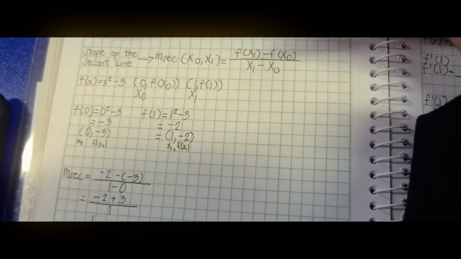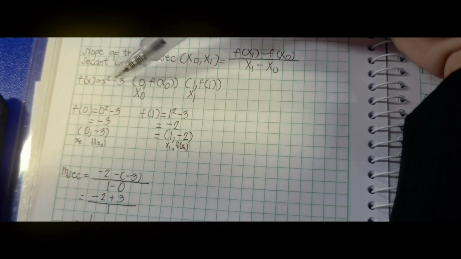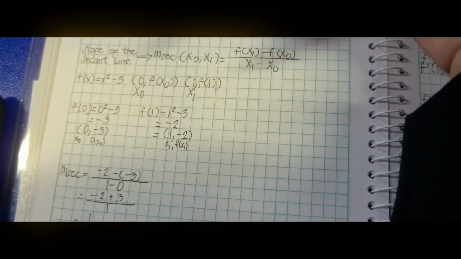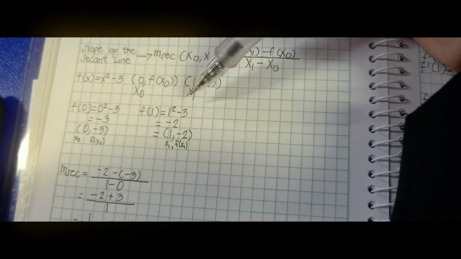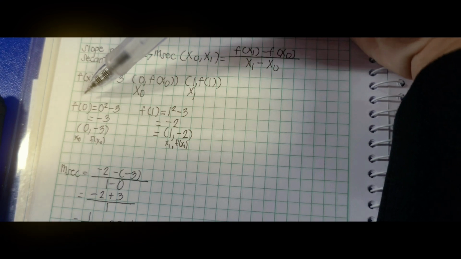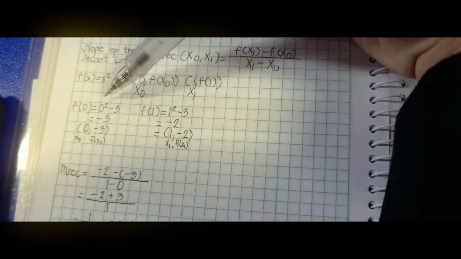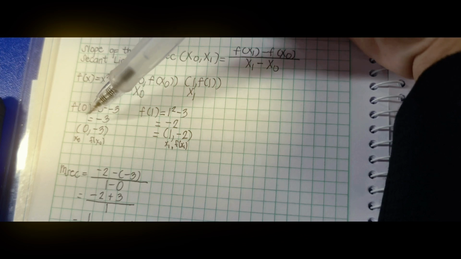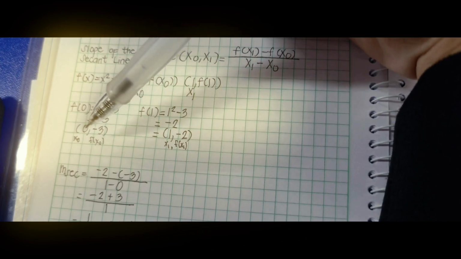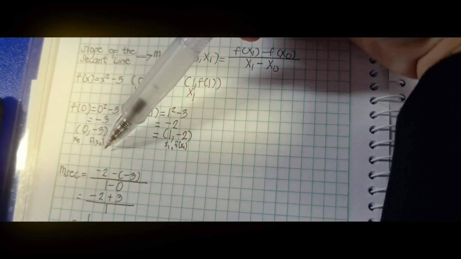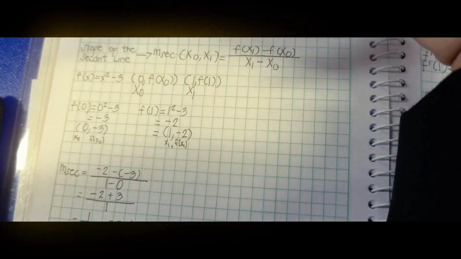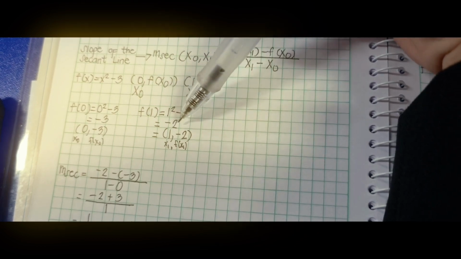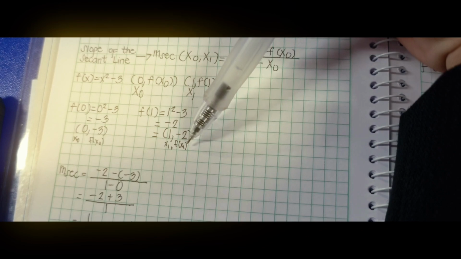Let us have an example. f of x equals x squared minus 3, where x sub 0 is 0 and x sub 1 is 1. First, we need to find the value of f of x sub 0 and f of x sub 1. All we need to do is evaluate the function using the x sub 0 and x sub 1 values. We will have f of 0 equals 0 squared minus 3 equals negative 3, so our f of x sub 0 is negative 3, then the point will be 0 and negative 3. While f of 1 equals 1 squared minus 3 equals negative 2, our f of x sub 1 is negative 2, so the point will be 1 and negative 2.